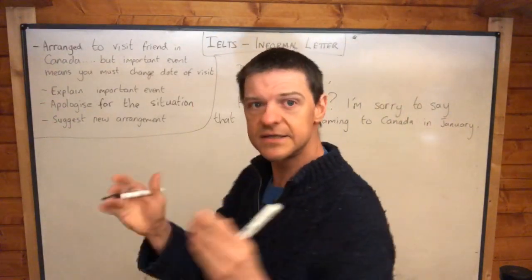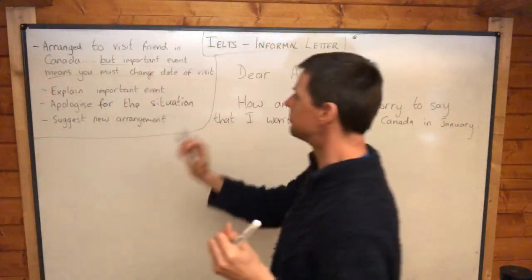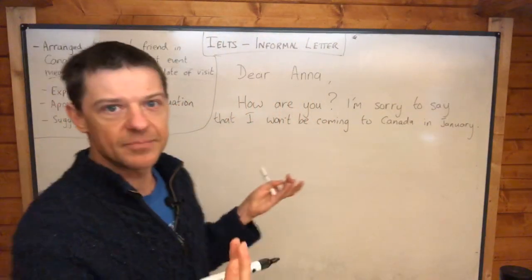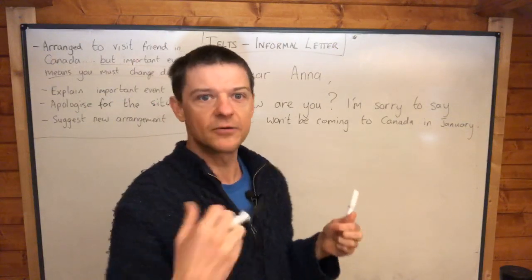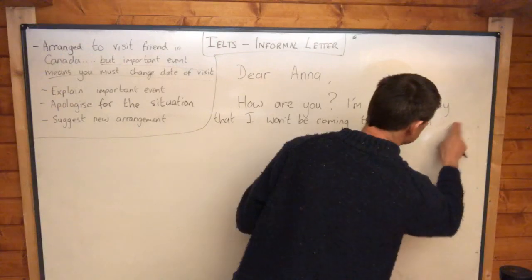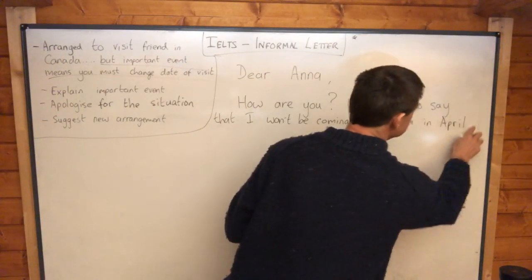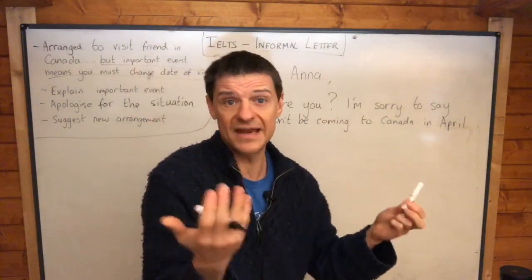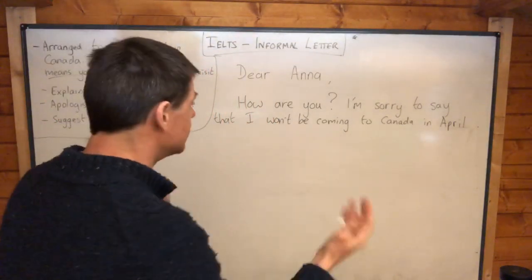So I'm getting straight to the task. I just want to answer this, and I want to get to this part. An important event means you must change the date of your visit. So at the moment, there aren't any planes, are there? I don't know if you guys have noticed, but the airports have closed down, and if I were going to Canada, let's say in April, it's March at the moment, yeah? If I were going to Canada in April, I would have to cancel my visit. And so I'm going to use that personally, but you can use any explanation that you like. But because the airports have closed down, I'm going to use that.